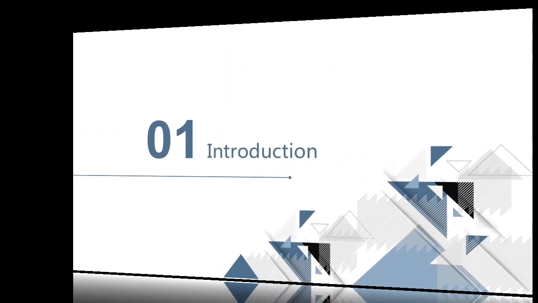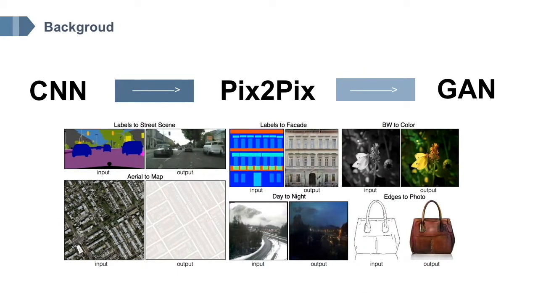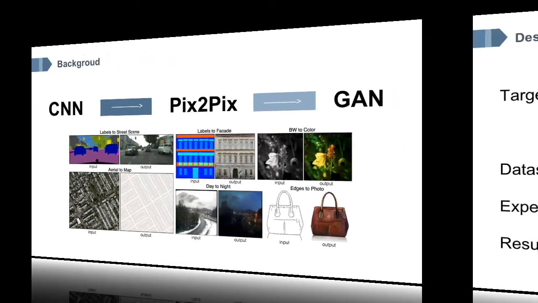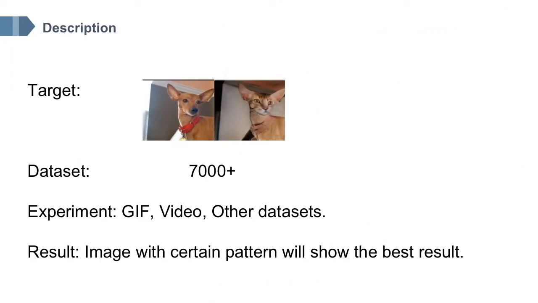CNN has gained a lot of attention recently in many fields by its good performance in image feature extraction. Pixel to pixel and CycleGAN are two very famous architectures in image style transfer, while pixel to pixel still needs paired data and CycleGAN breaks the limitation. So our target is to build a model based on CycleGAN to achieve cat-to-dog transfer.